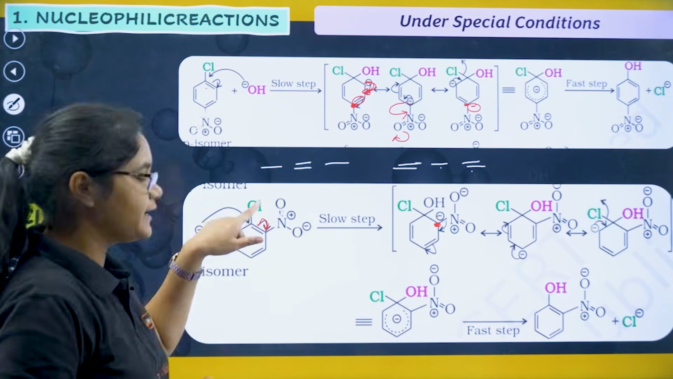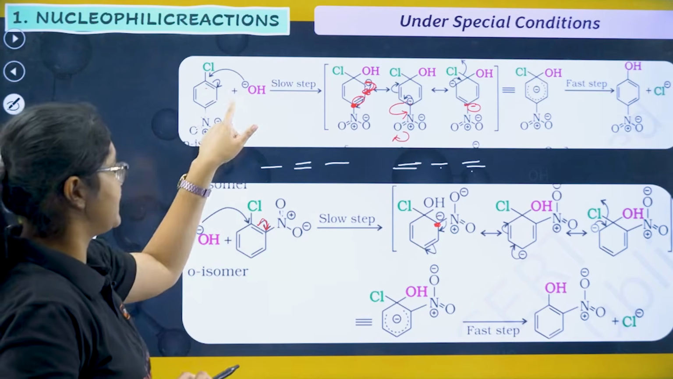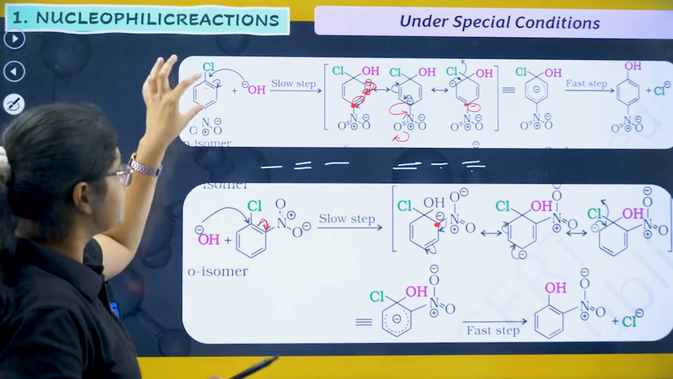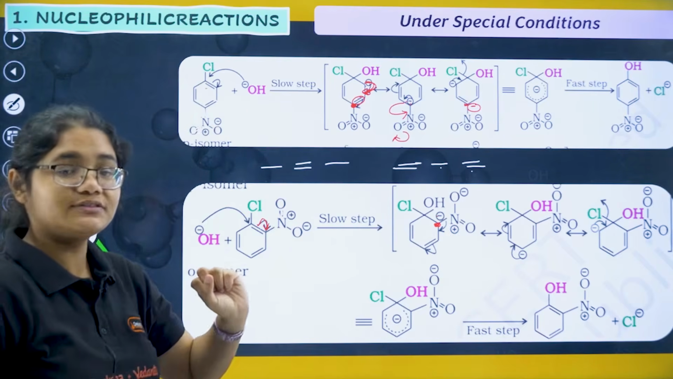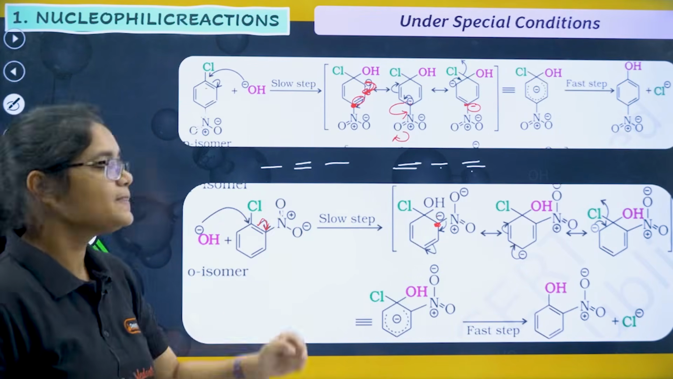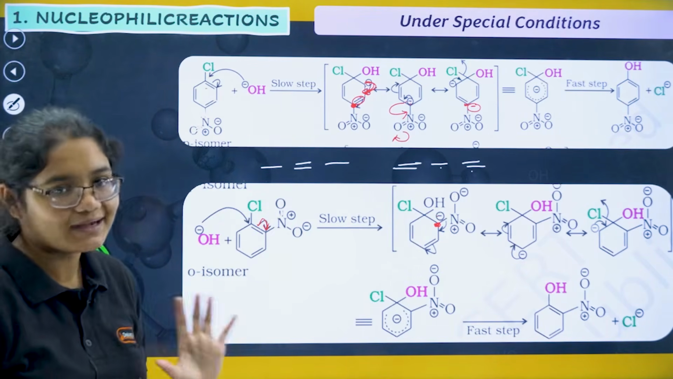So when it is present at ortho position, when it is present at para position, it is able to steal the electrons and it is making the ring poor in electrons. So the ring is now seeking the help of a nucleophile. So when the nucleophile comes, it will react easily.